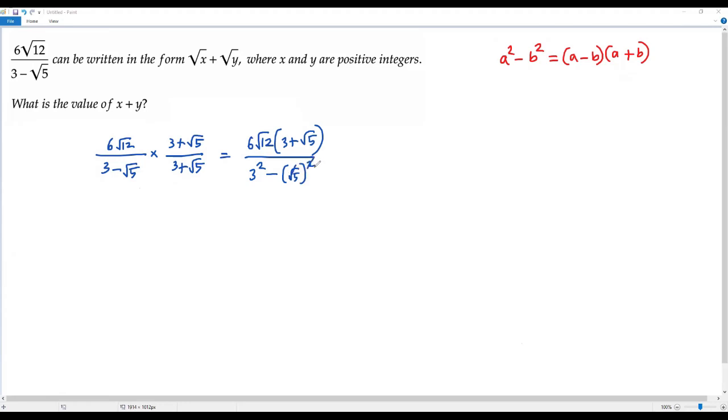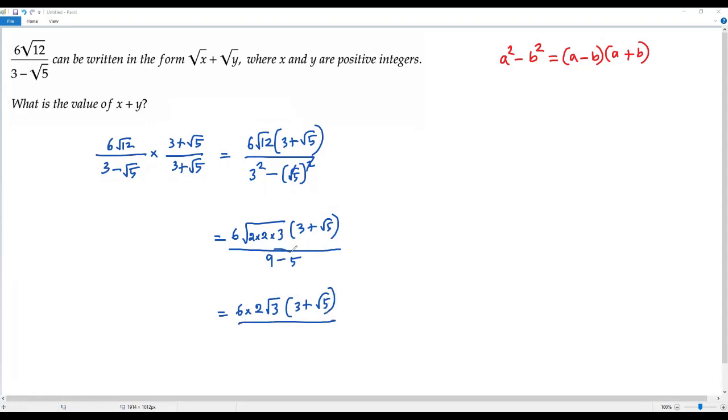Here this square root and square will cancel out. 6 times square root of 12 can be written as 2 times 2 times 3, times 3 plus square root of 5, divided by the value of 3 square, which is 9, minus 5. Okay, let me continue. For every two same numbers multiplied inside the square root, one number can be taken out. So for these two 2's, one 2 can be taken out. Then we have square root of 3 times 3 plus square root of 5 divided by 9 minus 5.